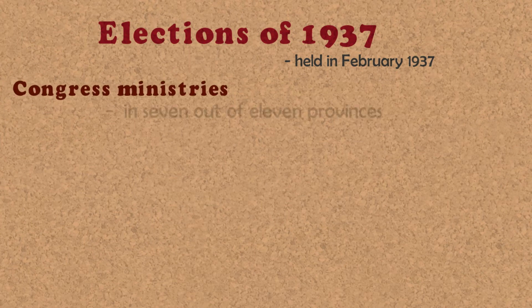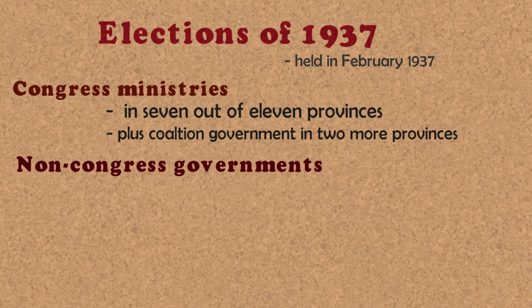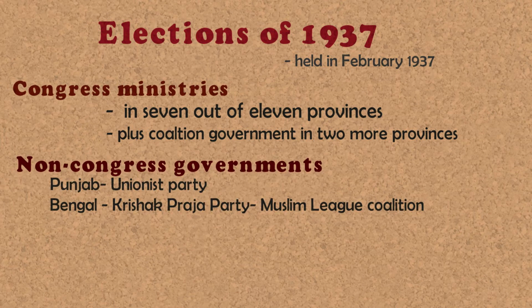Now let's move on to the elections of 1937. The elections were held in February 1937. Congress swept the polls. Congress ministries were formed in 7 out of 11 provinces. Congress later formed coalition governments in 2 more provinces. So now only 2 other provinces had non-Congress governments, Bengal and Punjab. Punjab was under Unionist Party and Bengal was under Krishak Praja Party Muslim League coalition.